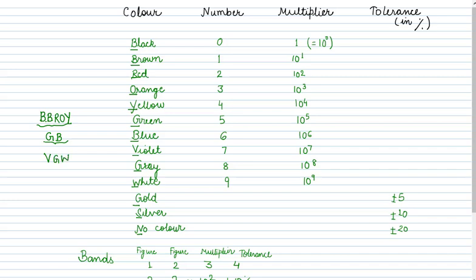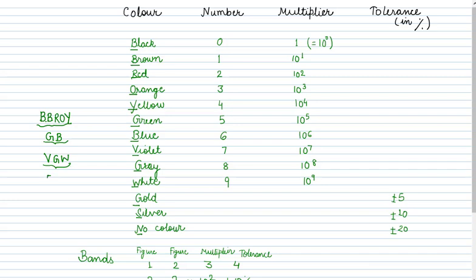VGW. Very good wife. V is violet, G is grey because green we have already taken, so G is grey and W is white. So B B Roy of Great Britain, very good wife. Now you have to remember the tolerance also.